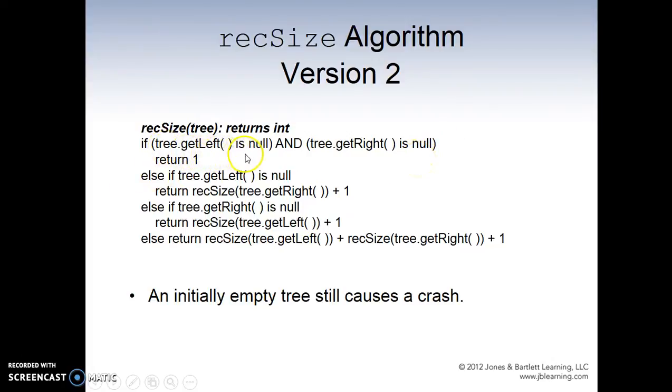If tree.getLeft is null and tree.getRight is null, return 1. Else, if tree.getLeft is null, return recursively size of tree.getRight plus 1. Else if tree.getRight is null, return recursively size of tree.getLeft plus 1. Else, return both plus 1. This still causes errors, because I said if tree.getLeft, and if the tree is empty, it still causes errors.